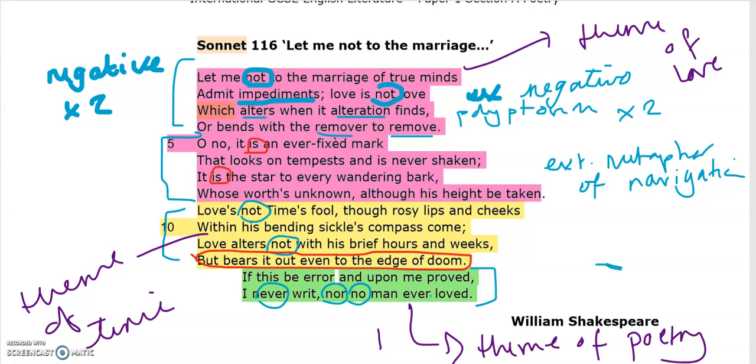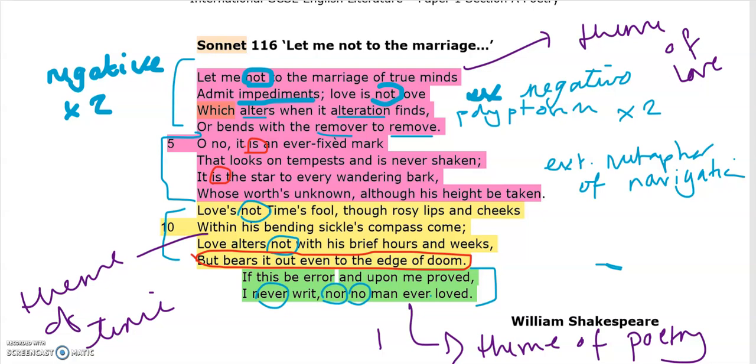We've got some negatives as well. Love's not Time's fool, love alters not. So it's got an echo of that ex negativo that we had in the first stanza. But then we have this positive statement. I've circled in red the positives. There are not that many of them. We had it with the extended metaphor. It is an ever-fixed mark. It is the star.